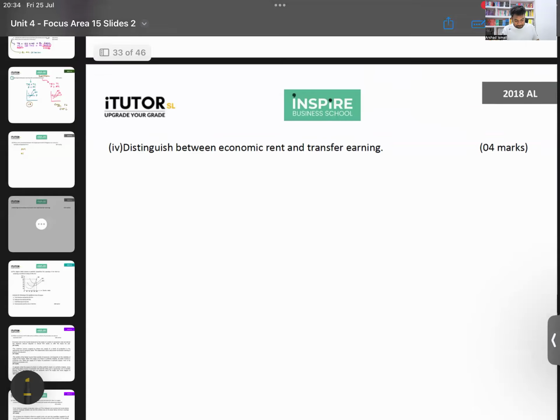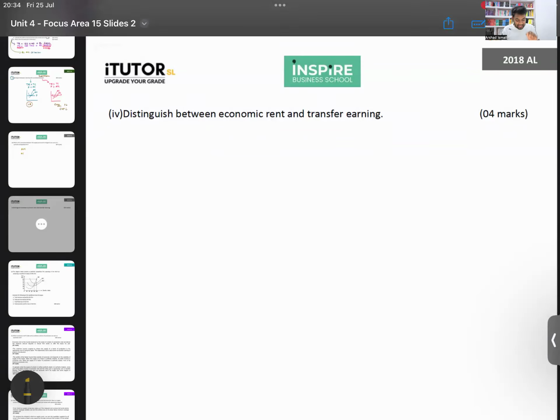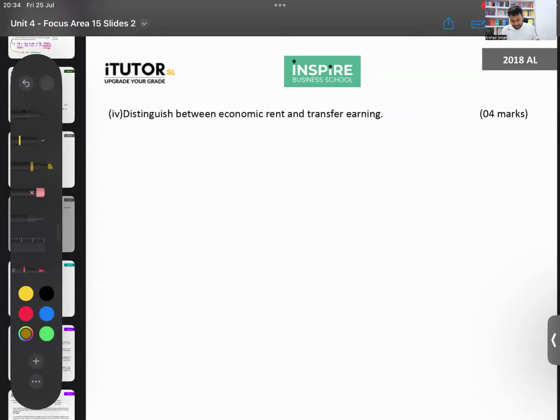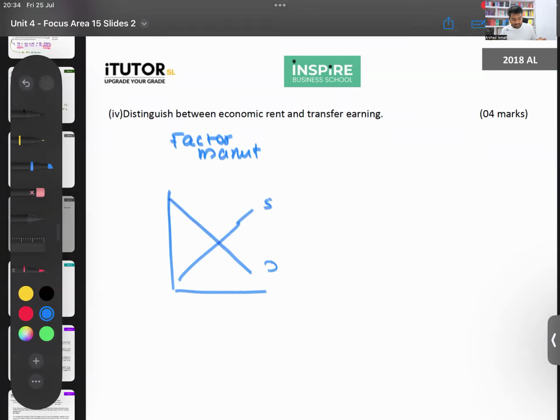Then the next one, distinguish between economic rent and transfer earnings. This is in the factor market. So factor market is where factors of production are bought and sold, like labor. So if you take the factor market, the supply of the factor. Over here, you have the demand for the factor. So based on the demand and supply for the factor, you get the equilibrium price. So if it is labor, it's called wages. Then you have the equilibrium quantity.